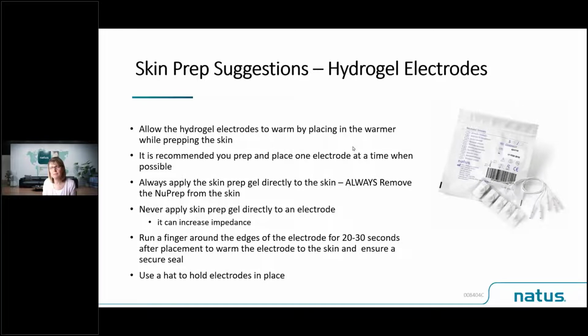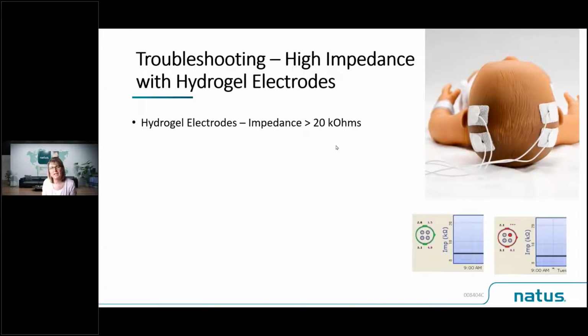In terms of troubleshooting with hydrogels, definitely if you've got an impedance of greater than 20 kiloohms, if you're using the Olympic Brainz monitor, you're going to get a signal alert. And the really nice thing about the signal alert is it will actually tell you which electrode has the problem. Here we can see it's actually C3 that has the impedance issue. The impedance on the other electrodes is actually fine.